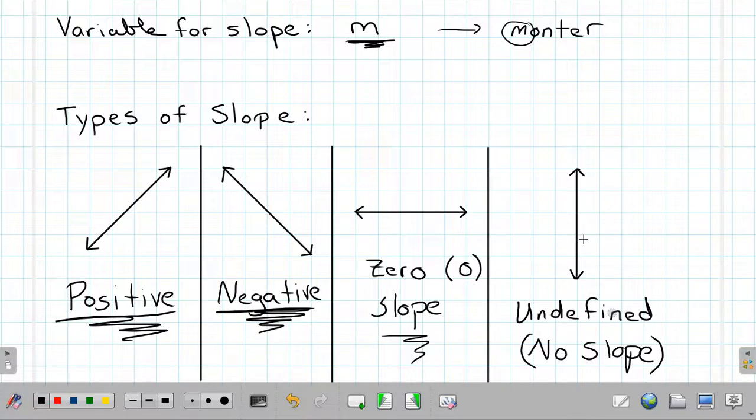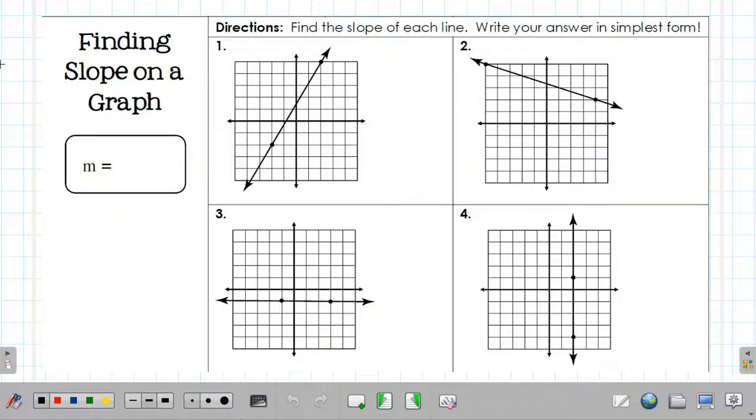A lot of these lines, you can actually tell a lot about them, as we'll see in the examples, by just looking at which way the line points. Does it point up to the right? Is it positive? Is it negative? Is it 0? Or is it undefined? That's what we'll look at with all of these examples.